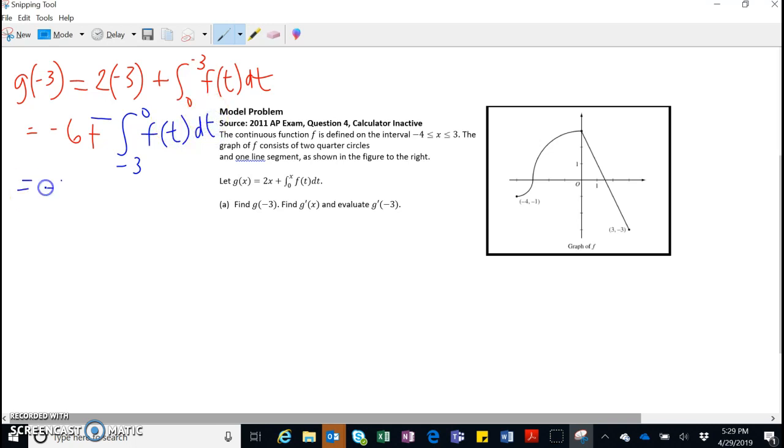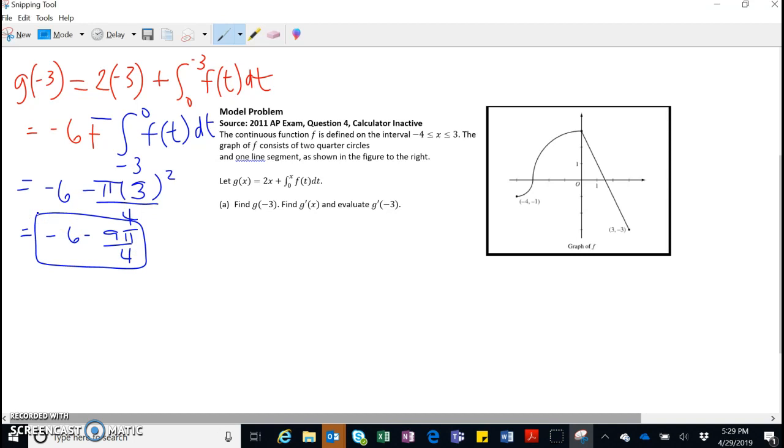So that's -6 minus the area of that quarter circle, so pi times our radius squared over 4. Our radius is 3, so I can drop that 3 in. A simplified version of this would be -6 minus 9 pi over 4. And there's nothing else we have to do for that first point.